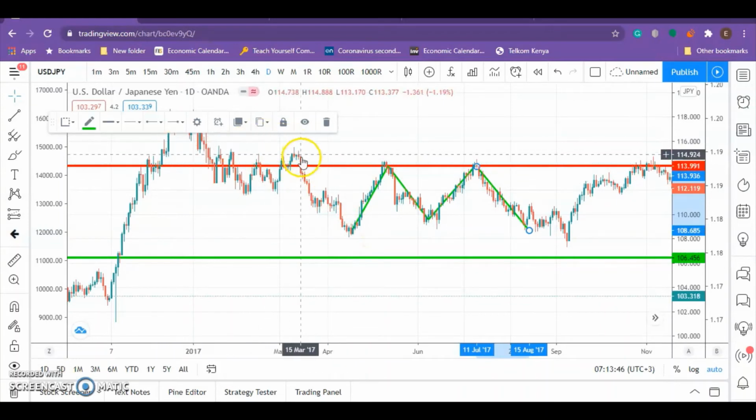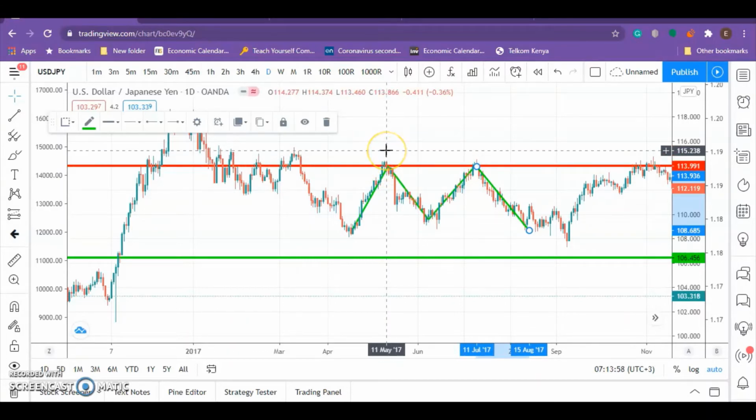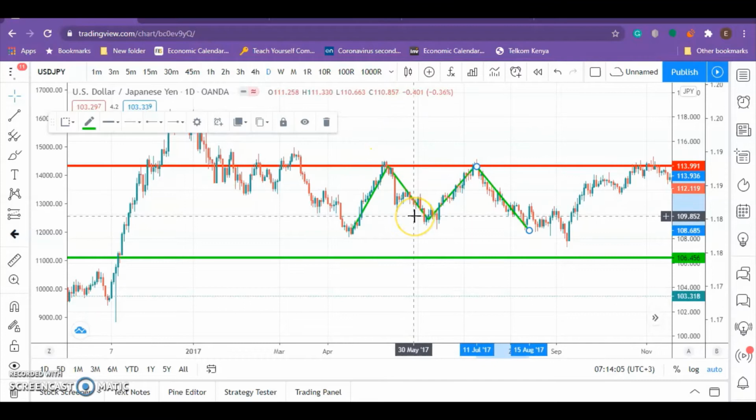Then, since this is my resistance level, I would have waited to the same point, just in between here, in between 114 and 1148. That's the point I would have actually gotten to my sell order, which would have given me something like 113, even 109.